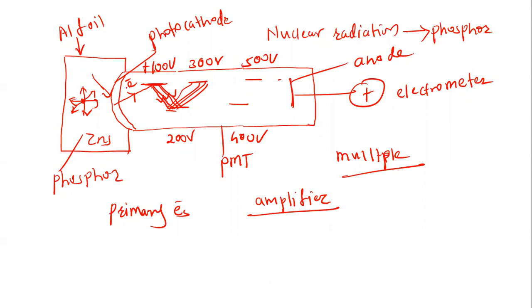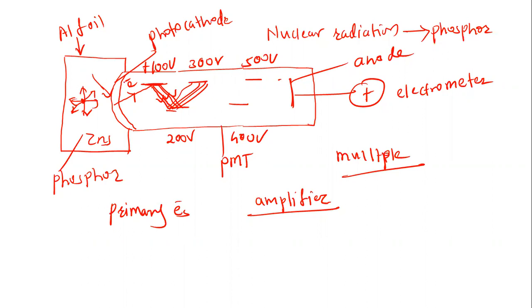because initially only a few electrons are ejected from this photocathode. Whatever electrons are produced here by the scintillation counter, those electrons are very few. So the current pulse becomes very, very small here. It cannot be counted. So it is necessary to multiply the number of the electrons. And it is possible with the help of the photomultiplier tube.